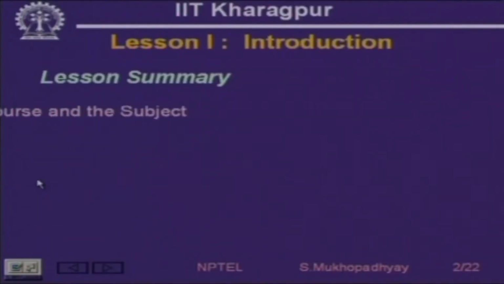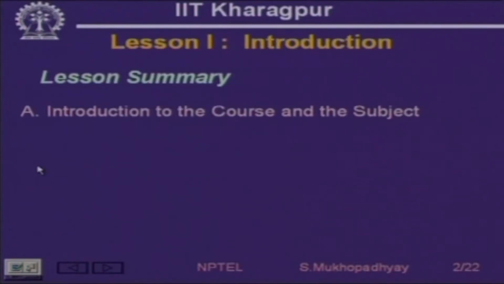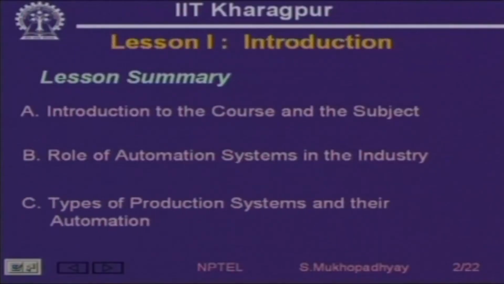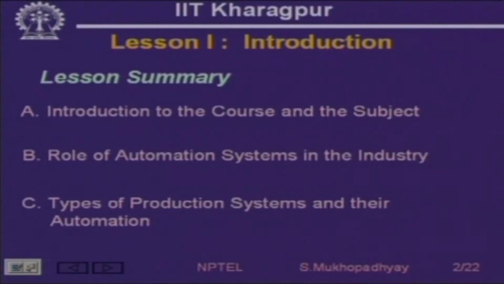Before we start, let us look at a summary of the lesson. First of all, we are going to have an introduction to the course and the subject. Having done that, we shall examine the role of automation systems in the industry, what it does to a factory, why it is considered so good, why it is found so widely existing in all types of factories, how it can generate money, and then we will look at the various types of factories and the various types of automation systems which are suitable to these respective types of factories. So, that is what we are going to do in this lesson, broadly speaking.